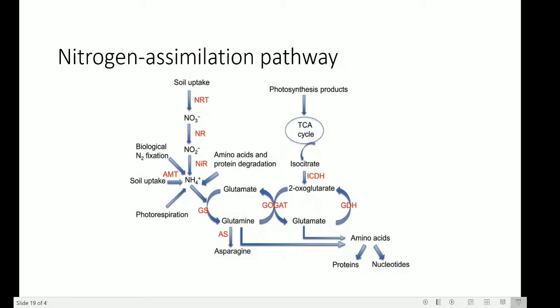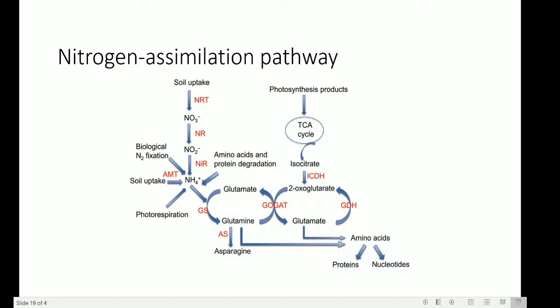Okay, what is nitrogen assimilation? How would this happen? What is the use of nitrogen assimilation? Through soil uptake, nitrogen is directly absorbed by the plant. That is NO3 conversion: NO3 is converted into NO2 minus, and that NO2 minus is converted into an NH4 plus molecule.